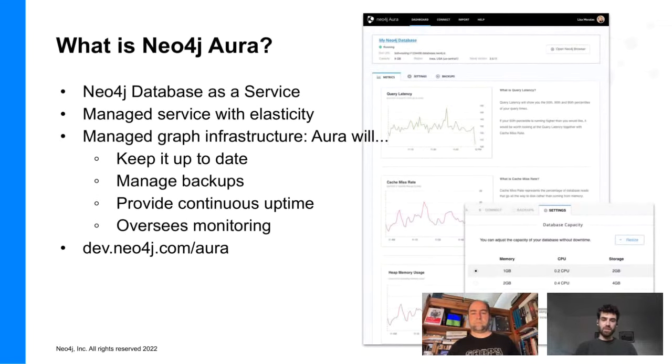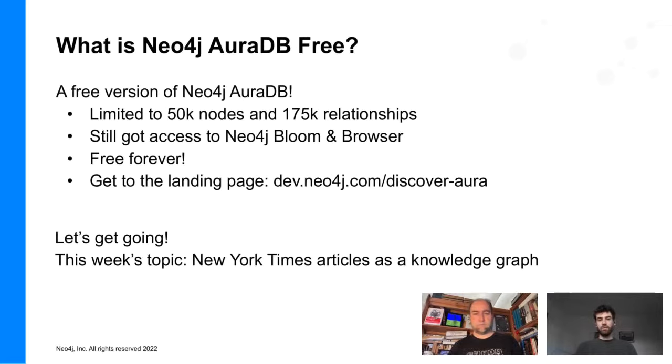What is Neo4j Aura? I didn't show this slide for quite a while, but this is the Neo4j database as a service. You have a managed service with elasticity, and it is kept up to date. It manages backups, provides continuous uptime and oversees monitoring. So everything is done for you, and you don't have to worry about anything. In short, the free version of AuraDB is limited to 50,000 nodes and 175,000 relationships, but it's free forever. You get to keep it and basically have to do nothing about it. You get access to Neo4j Bloom and Browser, so you can use Browser for querying and loading the data, but also Bloom to explore your graph. That's super handy.